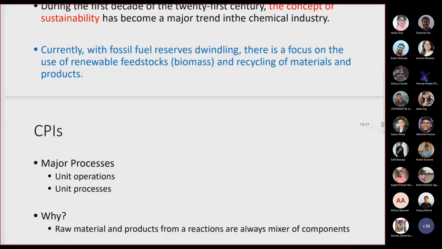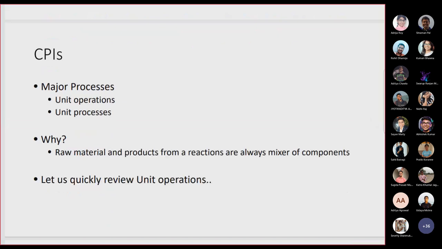So, chemical process industries contain two major processes. One is unit operations, another is unit processes. Can anyone tell me the difference between unit operation and unit process? Please tell, because when you interact, it makes it a little easier for you to listen. Student: Unit process is where only chemical changes take place, but operation involves physical changes, and chemical changes need not be there, only physical changes.